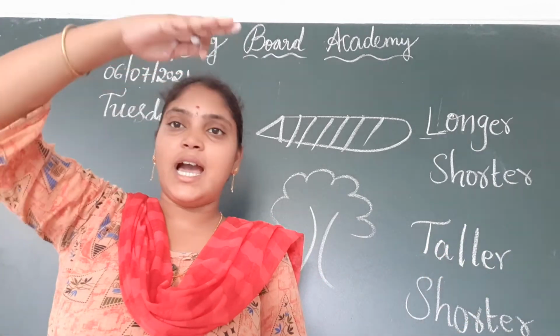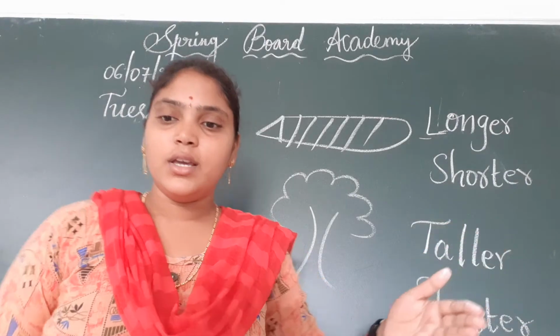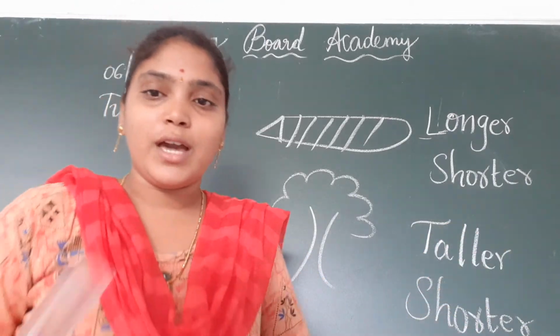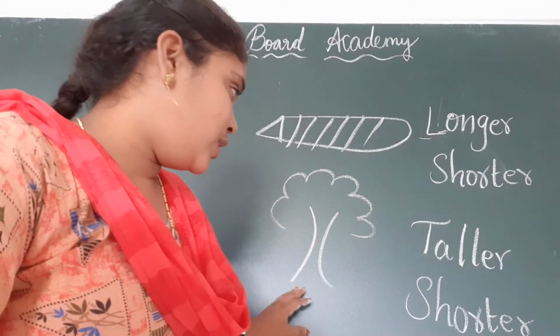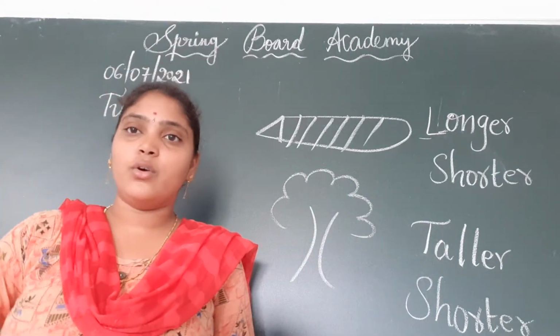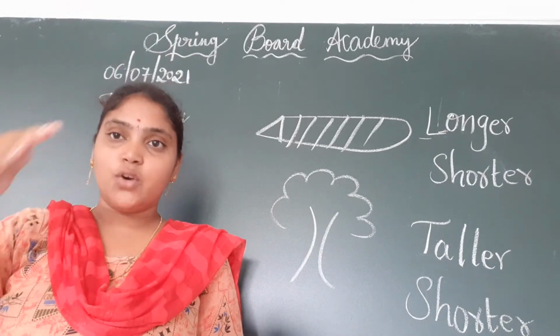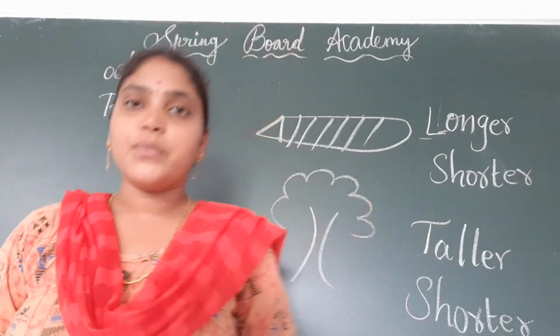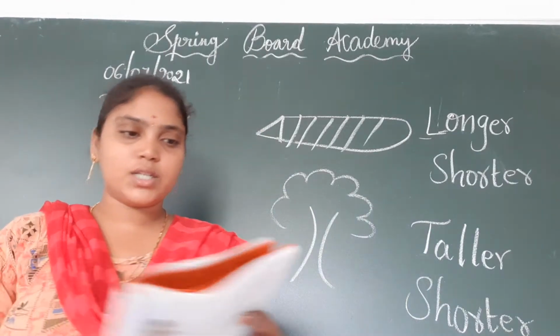When we measure like this, we are measuring length, children. For example, we measure the length of the pencil, the length of the pen. But when we measure the tree, no, we are measuring height, children. When we measure the height of the tree, we use taller and shorter. Turn to the next page.